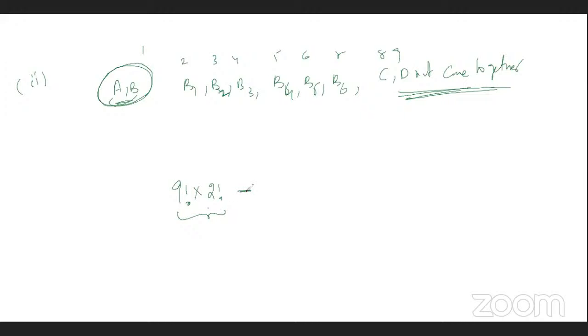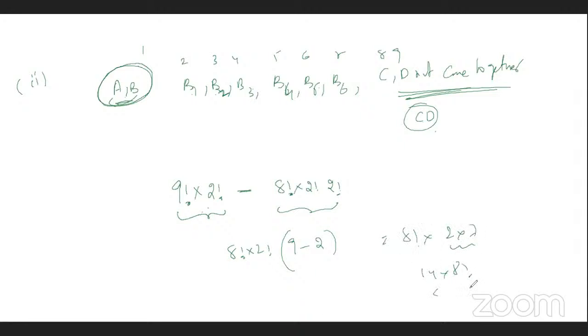CD come together. CD come together means again I am considering CD as 1 unit. Then how many units are there? 1, 2, 3, 4, 5, 6, 7, 8. 8 factorial into 2 factorial, because in this unit CD I can arrange 2 factorial. So what can I take common from these two? 8 factorial into 2 factorial. So what will we get? 9 minus 2, 7. 8 factorial into 2 factorial is 2 into 7, what is this? 14 into 8 factorial.